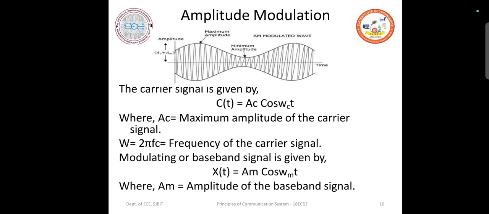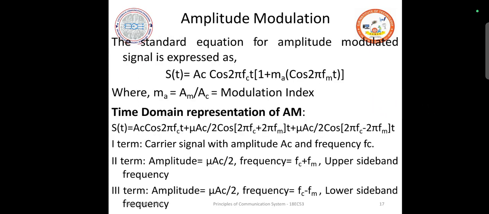And what is the equation? If I say that the carrier signal is indicated as c of t, which is equal to Ac cos omega ct, where Ac is the maximum amplitude of the carrier signal, and omega c is nothing but 2 pi fc, which is the angular frequency of the carrier signal. And if you also assume that you have a baseband signal indicated as x of t, which can be written as Am cos omega mt, where Am is the maximum amplitude of the baseband signal and omega m is the angular frequency of the modulating signal.